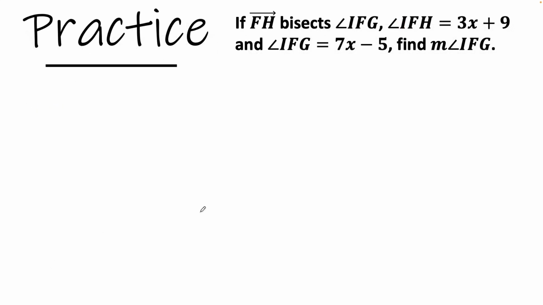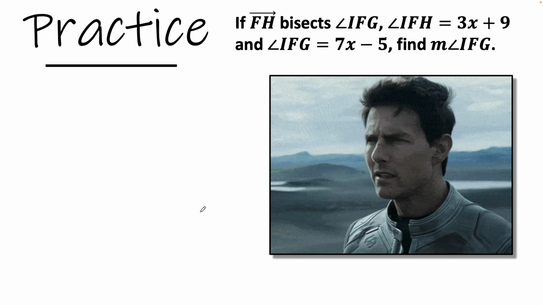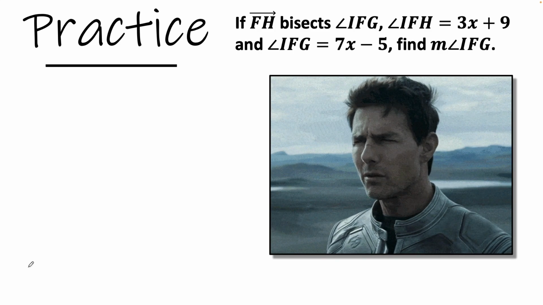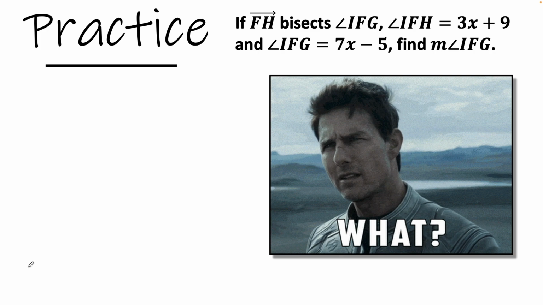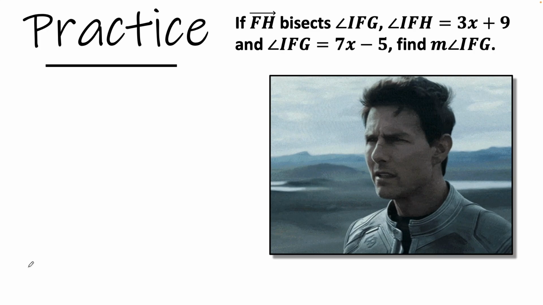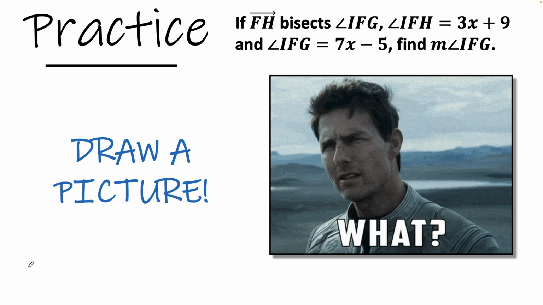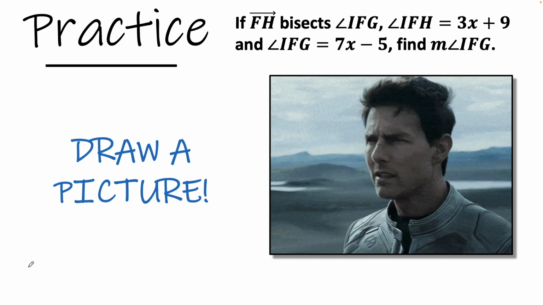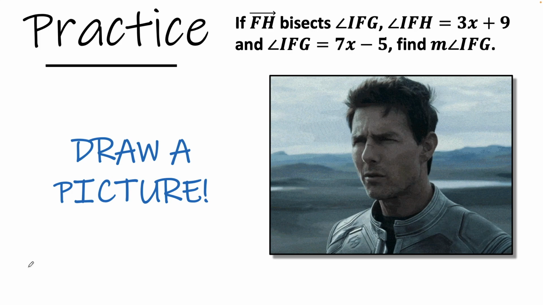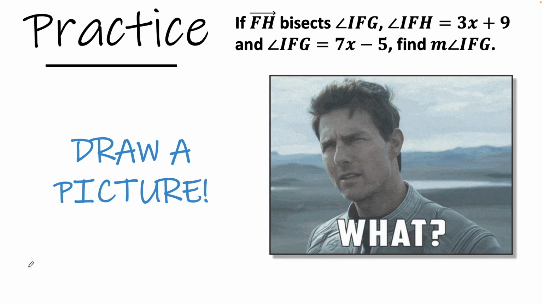If FH bisects angle IFG, and angle IFH is 3x plus 9 and angle IFG is 7x minus 5, then find the measure of IFG. You're like, seriously, what? Okay, what do you do when there's all that stuff up there? You draw a picture. Draw a picture, draw a picture, draw a picture. Your brain needs a place to organize the information. All right, so let's do that.